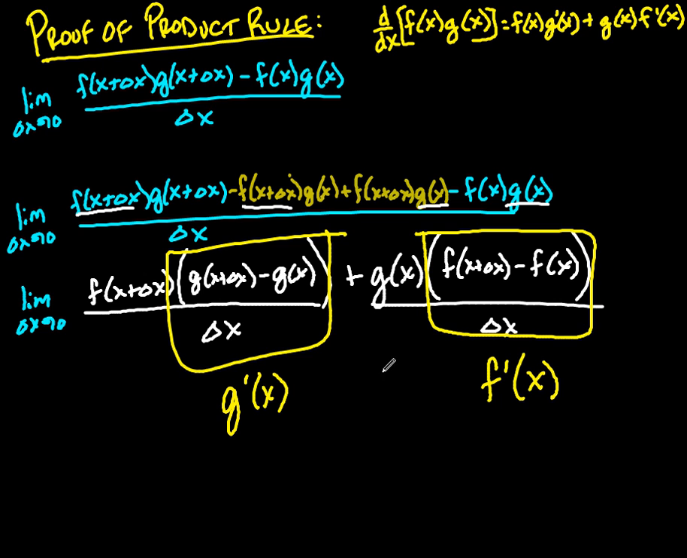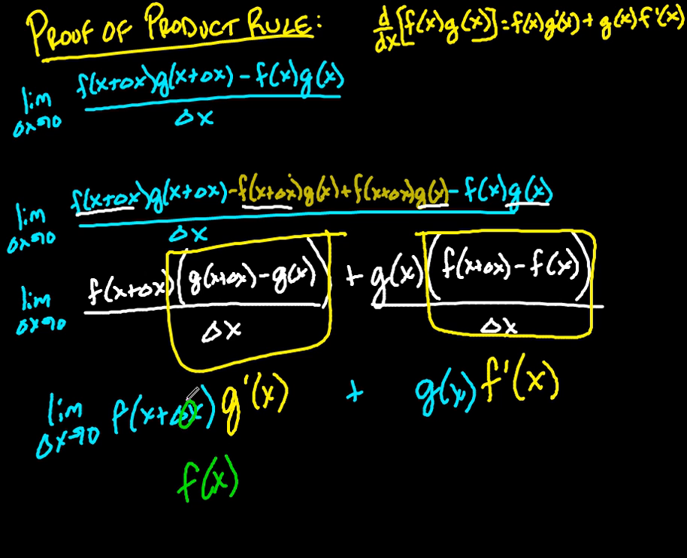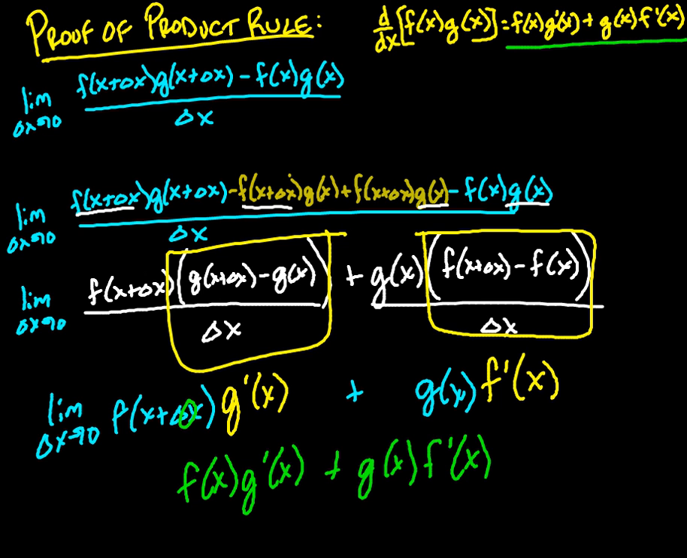Well, what about the other parts that are left behind? I still have this g of x that was hanging out in front, and I still have this f of x plus delta x that was hanging out in front, and I still have to take this limit. Now I no longer have a delta x to divide by, so I can plug in 0 for delta x. That's the only delta x left, so all that's left behind is f of x plus 0, which is just f of x, times g prime of x, and then plus g of x times f prime of x. Well, that's exactly what our derivative for a product rule is: 1 d2 plus 2 d1. So it's kind of weird and arbitrary why we knew to subtract and add that value, but it works.